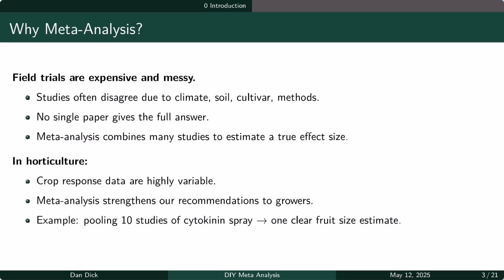Meta-analysis is a way to combine the results of many studies to estimate a true effect size regardless of climate, soil, cultivar, or method. In horticulture, we know that crop responses are highly variable, and by including multiple papers, meta-analysis strengthens our recommendations to growers. An example would be the pooling of 10 studies of different cytokinin sprays to give us a single fruit size estimate, when individual studies might not come out in the same way.